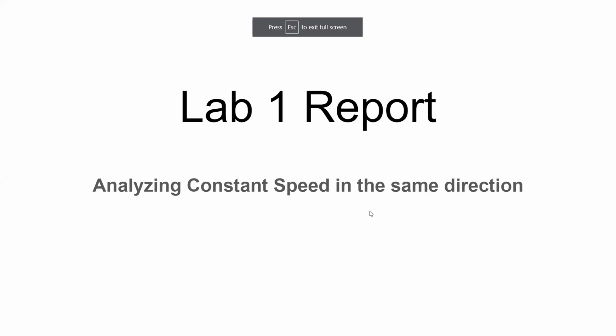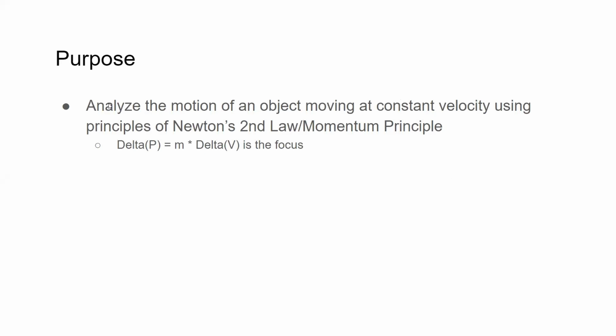Hey, this is Lab Report 1, analyzing constant speed in the same direction. The purpose of this lab is to analyze the motion of an object moving at constant velocity using principles of Newton's second law and/or the momentum principle. The focus of this lab will be delta P equals m delta V.